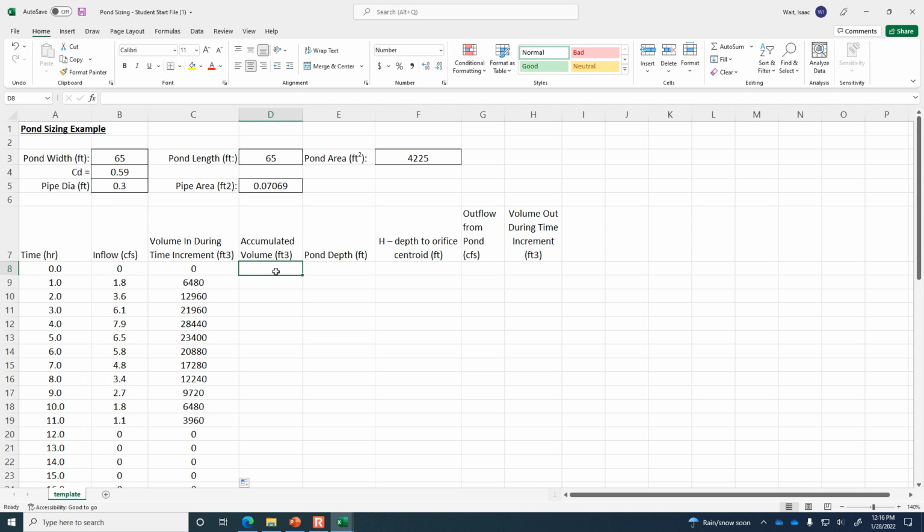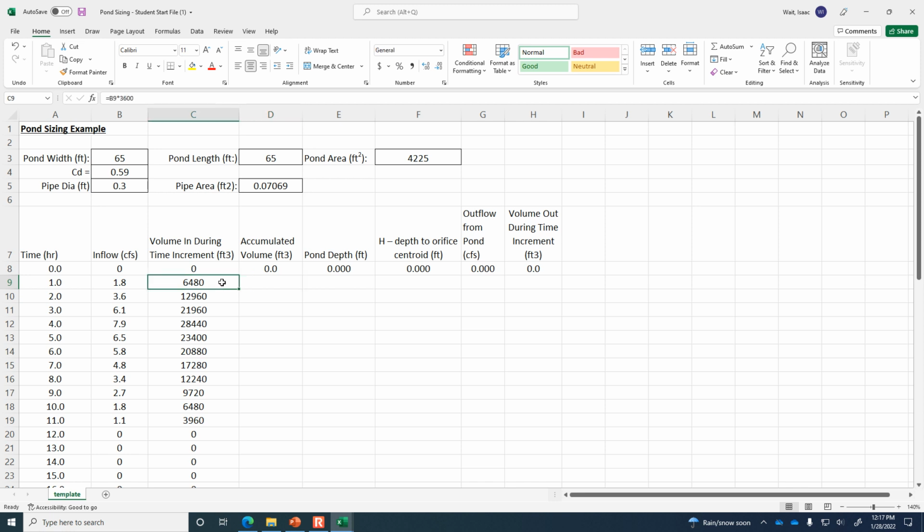And at time 0, there's no water in the pond. The pond depth is 0. The H is 0. The outflow is 0, the volume out is 0. So everything's 0 at time 0. Like before the storm begins, there's nothing in the pond. Okay, but at the end of the first hour, the accumulated volume is just how much flowed in during that hour. And we're assuming that during that increment, there was no outflow.